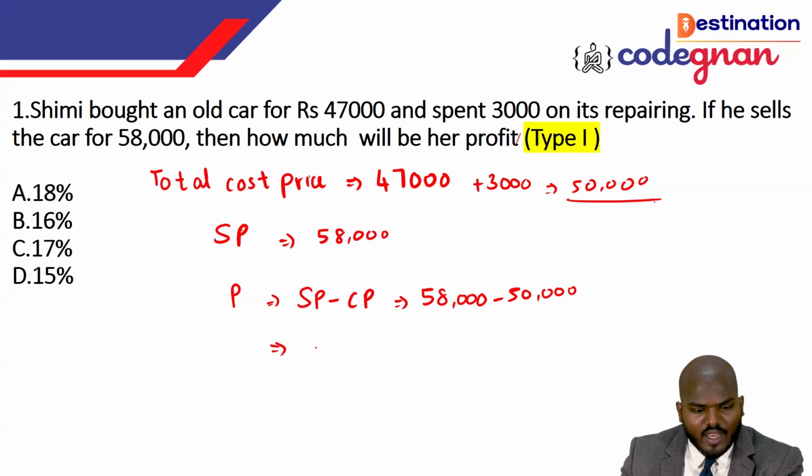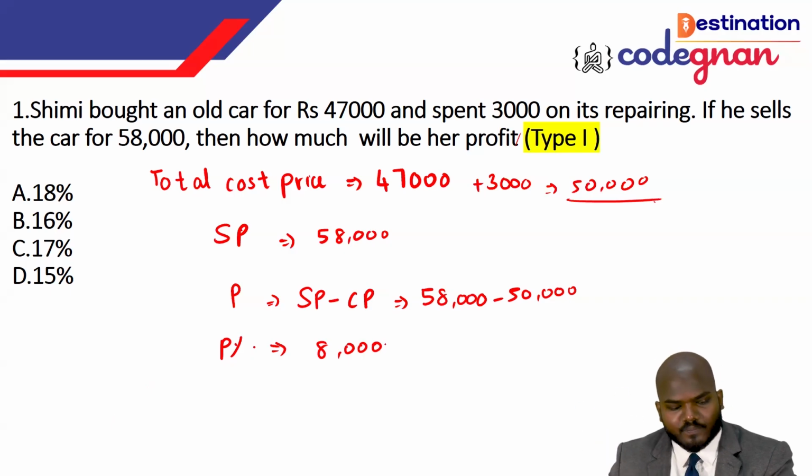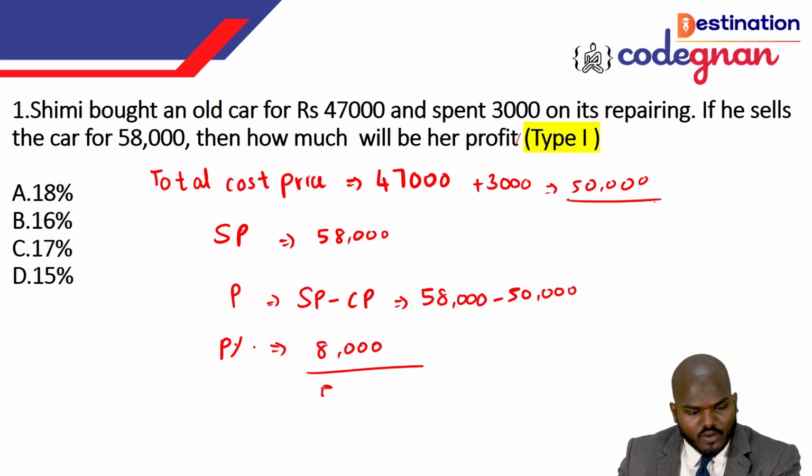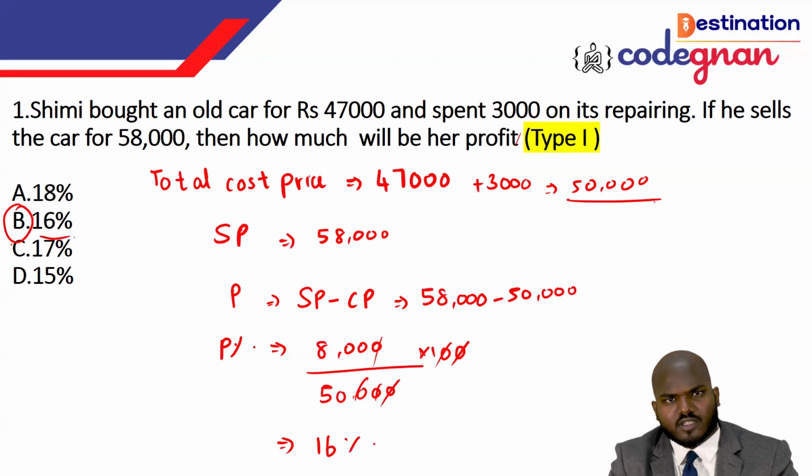This gives the value 8,000 as the outcome, but I need the profit percentage. Profit percentage formula is equal to profit by cost price times 100. Cost price is 50, so 8,000 by 50,000 times 100. One zero gets cancelled, another zero cancels again. If I sort it out, I get the value 16 percent. So option B is the correct answer here. It is a very simple question. They are simply asking what is the profit percentage.